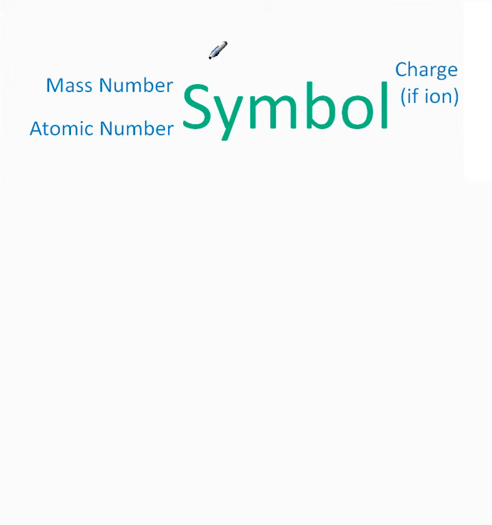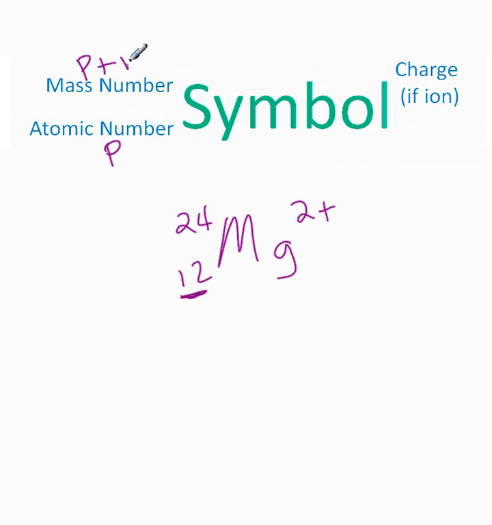Hypothetically, here's an example. If I give you magnesium, and it has these values here. This is the atomic number, which is the same as the number of protons. This is protons plus neutrons, the mass number, and over here is the charge, which means it has either gained or lost electrons if it's an ion.